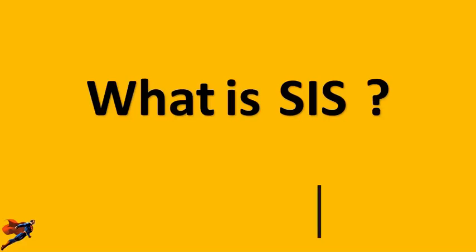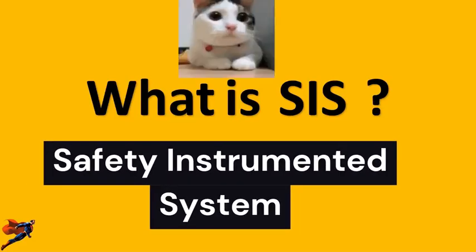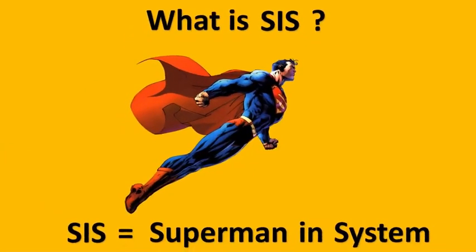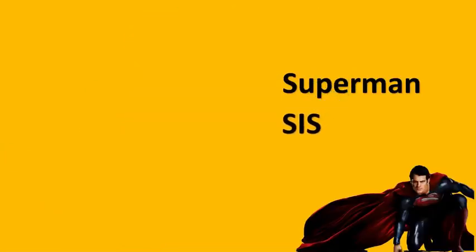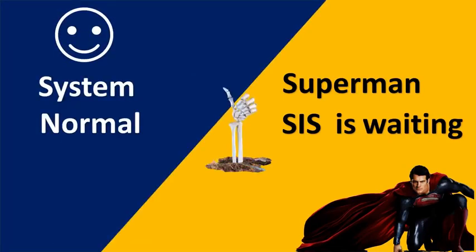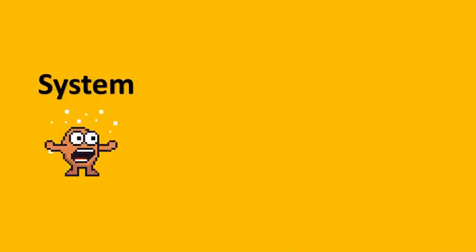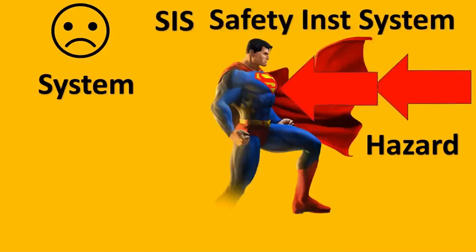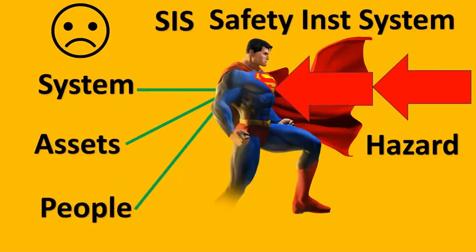SIS stands for safety instrumented system? No, SIS stands for Superman in the system. Yeah, I mean seriously. Like a Superman, the safety instrumented system is waiting when the system is completely normal. There is no action from SIS. But as soon as the system experiences a hazard, the safety instrumented system is going to come in between and stop the hazard and protect the system, protect the assets and the people.